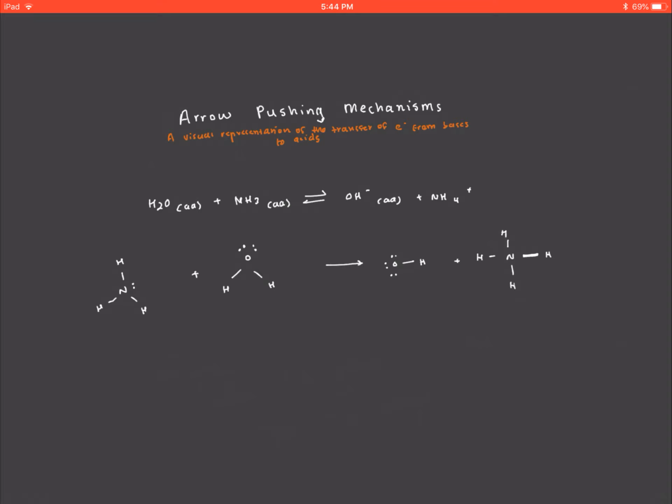H2O, which is water, plus NH3 yields OH minus plus NH4 plus. So, the first thing we want to do here is identify what is the acid and what is the base. So if you remember back to our definitions, a base is what will be receiving the proton, aka donating the electrons, and an acid is what will be donating the hydrogen, aka proton, and receiving the electron. So let's see.